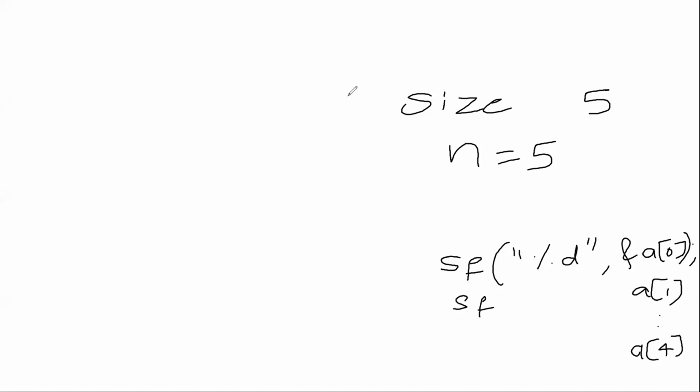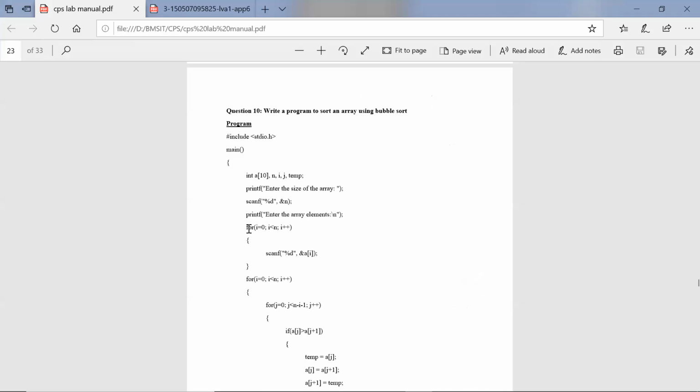Instead of that, what we are doing, we are going to put that particular general statement in a for loop. So how many times will this loop be executed? N number of times. If the user enters n as 5, it will be executed 5 times.